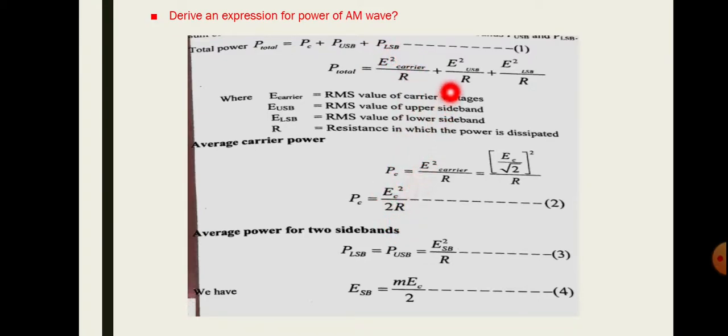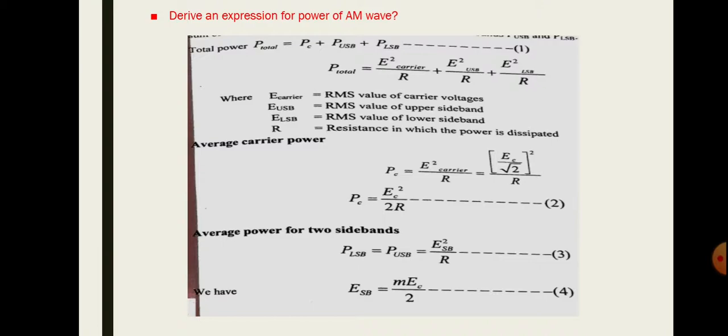Next we have to find out E square USB by R. Before that, we have two sidebands. Average power for the two sidebands, we can write PLSB equal to PUSB. That means both the powers will be equal in the case of two sidebands. That can be written as average power E square SB divided by R.